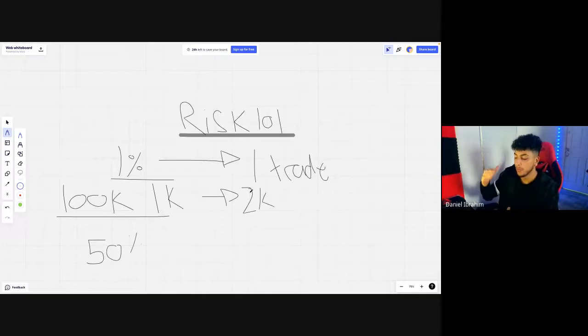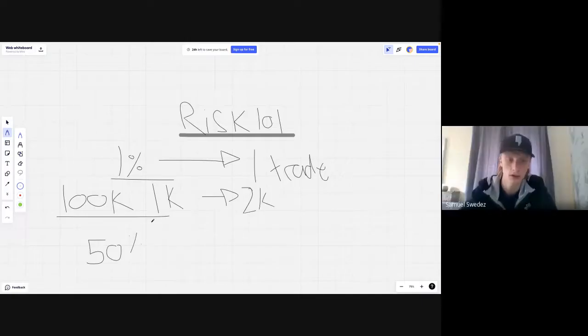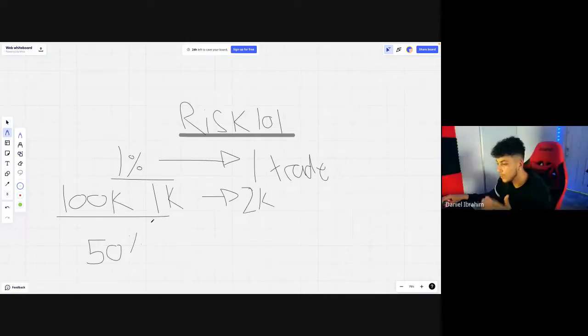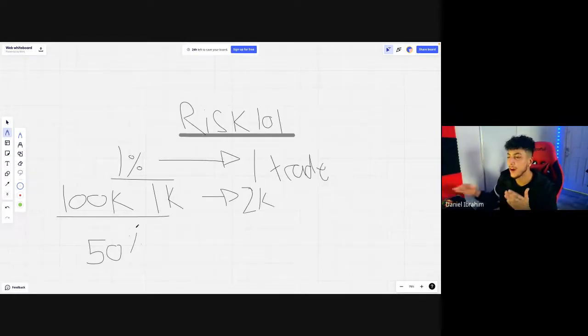So the more you're winning, or the higher your percentage win rate, the lower your risk to reward ratio can be and still remain profitable. The lower your win rate, the higher your risk reward ratio has to be for you to make money.